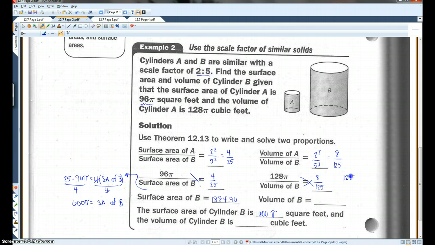We've got 128 pi times 125. This equals 8 times the volume of B. I'm running out of room. There we go. And then ultimately we'll be dividing by 8 again. Okay, let me pull out my calculator again.